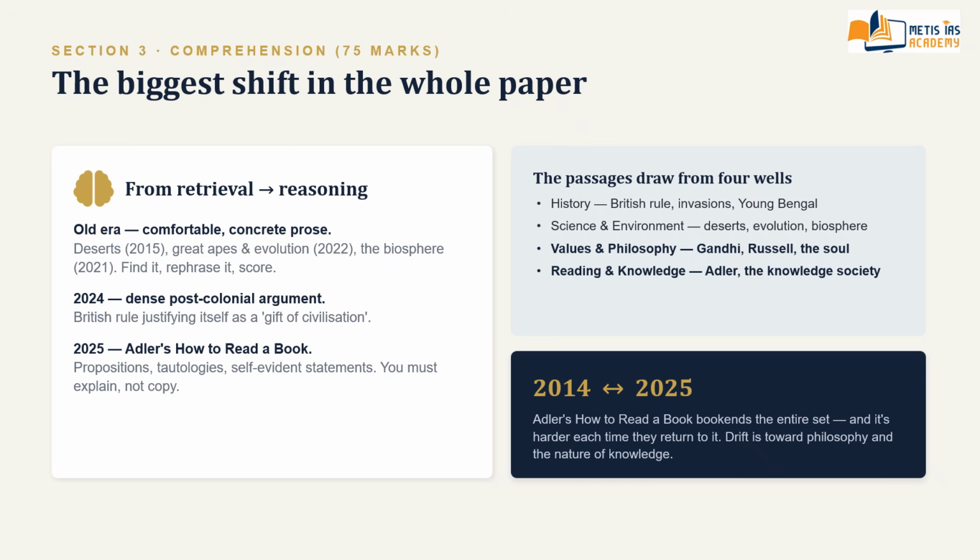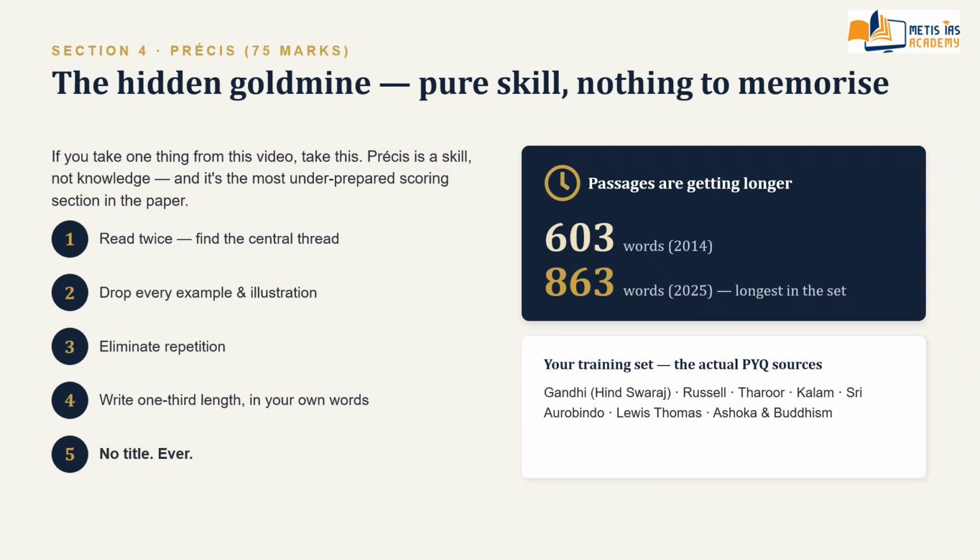So next we are moving to question number 3, Précis. Précis writing. It carries 75 marks. Question 3, Précis, carrying 75 marks. This is the most underprepared and most scoring section in the entire paper. If you take one thing from this video, take this.